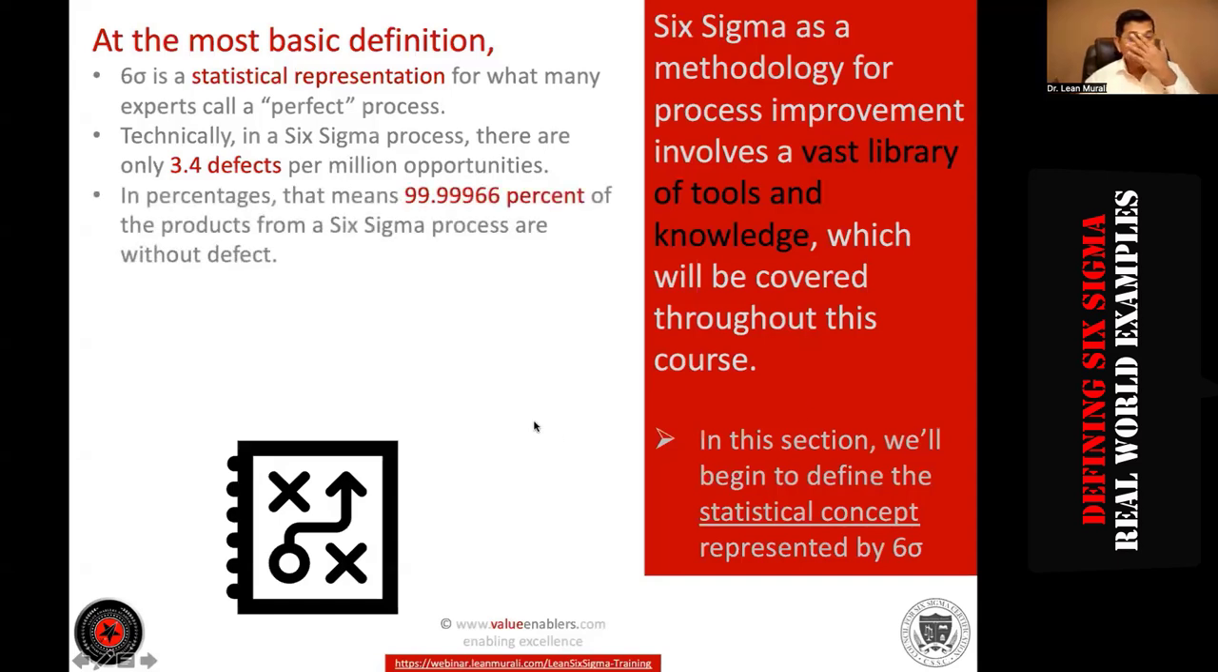Okay. Which means out of 1 million, which is 1 followed by 6 zeros, there are only 3.4 defects, which means it is 99.99966% without any defect.